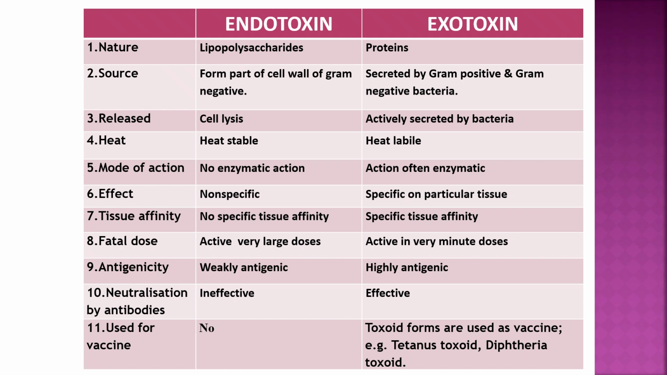Endotoxin is non-specific, no specific tissue affinity, active in very large doses and weakly antigenic, ineffective and not used for vaccine. Exotoxin has specific action on particular tissue, specific tissue affinity, active in minute doses, highly antigenic, effective neutralization by antibodies, and toxoid forms are used as vaccine. Example, tetanus toxoid, diphtheria toxoid.